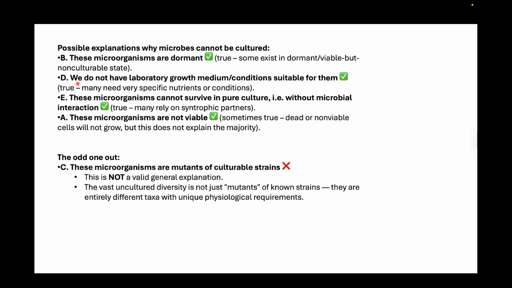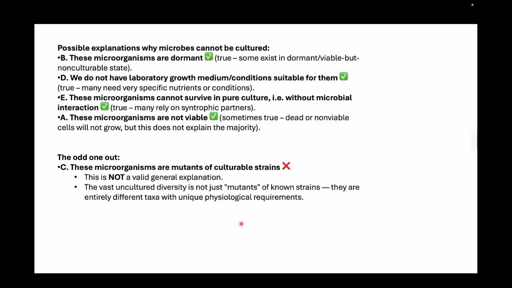And option D, we do not have laboratory growth medium conditions. Yes, because many need specific nutrients or conditions. And option E, microorganisms cannot survive in pure culture because many rely on syntrophic and symbiotic partners. So the odd one out is option C. This is not a general explanation because vast uncultured diversity is not just mutants of known strains, they are entirely different taxa with unique physiological requirements.